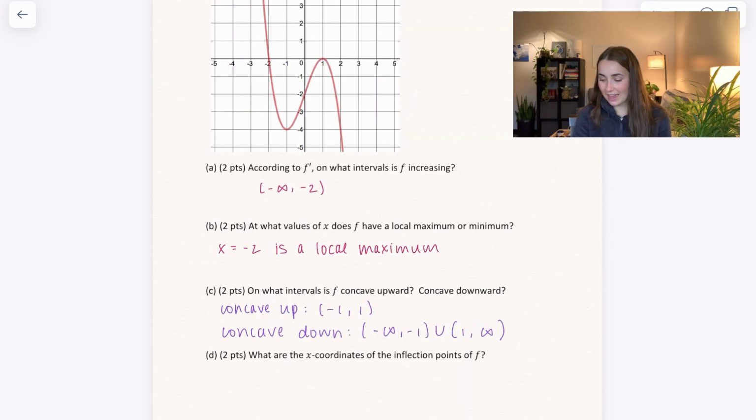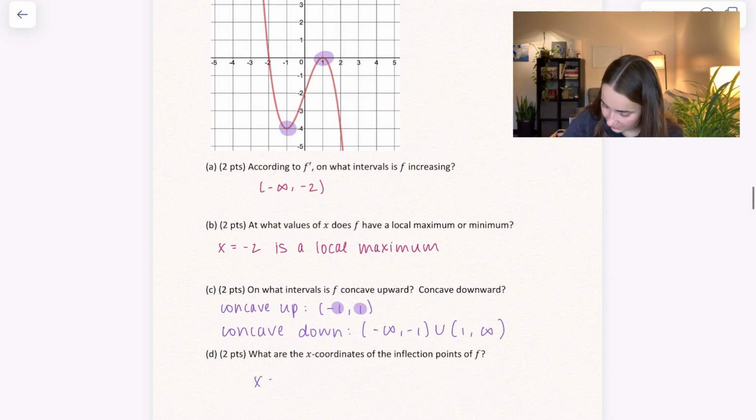Okay, finally, we have the x-coordinates that are inflection points of f, and that's going to be kind of weird. It's going to be where a function changes from increasing to decreasing or vice versa. And actually, we kind of already included that in our part C. So right here, we have x equals -1, and we also have x equals +1. And that's all we would have to do for this problem.